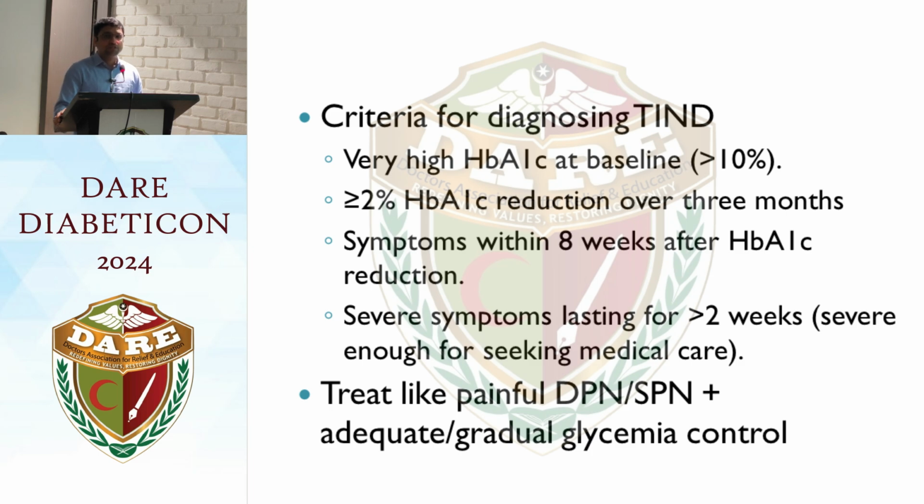So what is the criteria for treatment-induced neuropathy of diabetes? The baseline HbA1c should be more than 10, and there should be a reduction of 2 or more in the HbA1c within 3 months. Symptoms should start within 8 weeks of this reduction, last more than 2 weeks, and be severe enough to seek medical attention. It has to be treated, as I said, like small fiber neuropathy with symptomatic medication, though the response may not be as good. Apart from that, there should be gradual glycemic control rather than correcting the sugar rapidly.